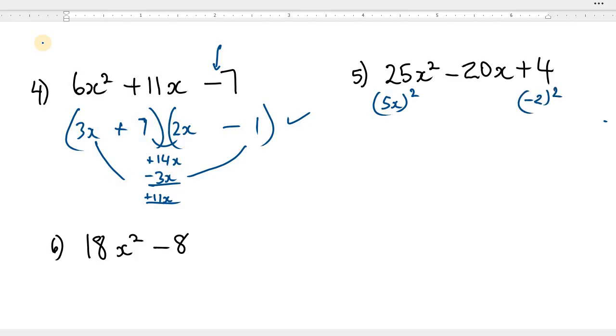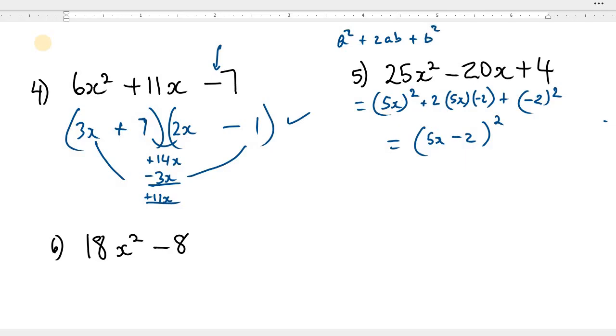And that being said, then it should be a positive 2 times the first, which would be 5x, times the last, which would be negative 2. Let's put a plus there. If we work this out, we'll actually get what's on top. So this is really a perfect square. So we'd have a 5x in one and negative 2 in the other. Right? So as long as it's in this form, by the way, a squared plus 2ab plus b squared, I think that's the form we're really looking for, which I just did a while ago. Once it's in the form, you can write it as a plus b all squared.